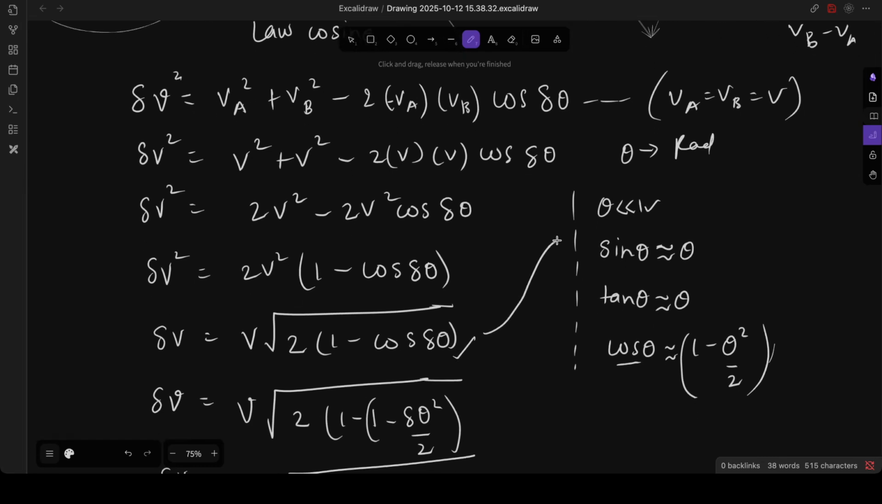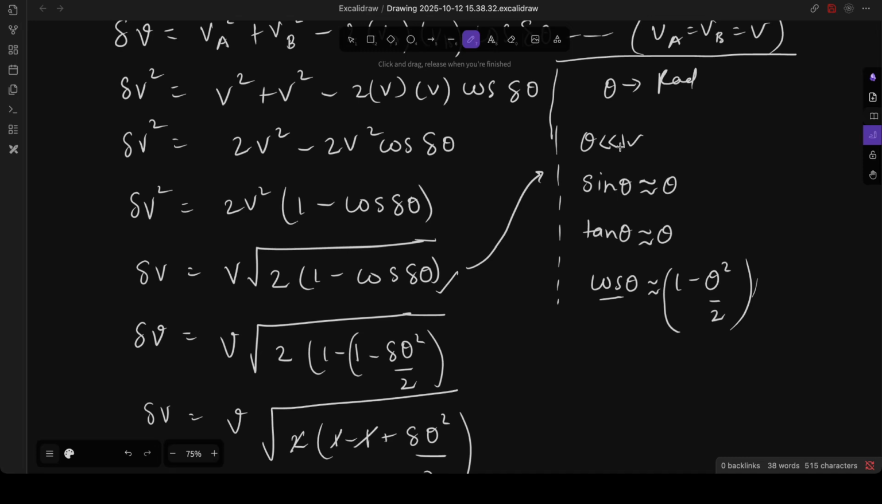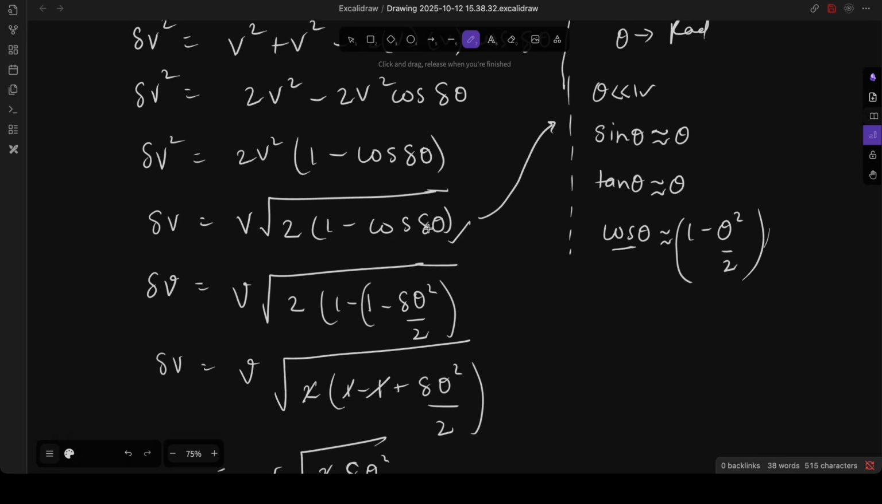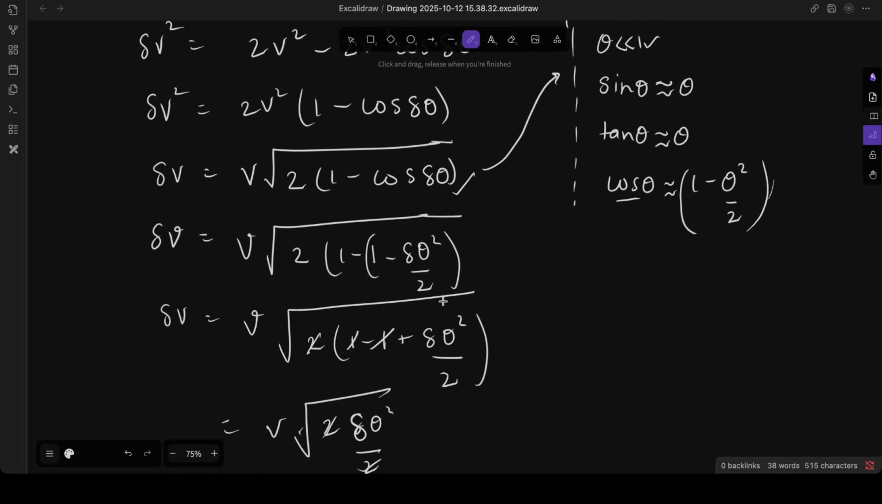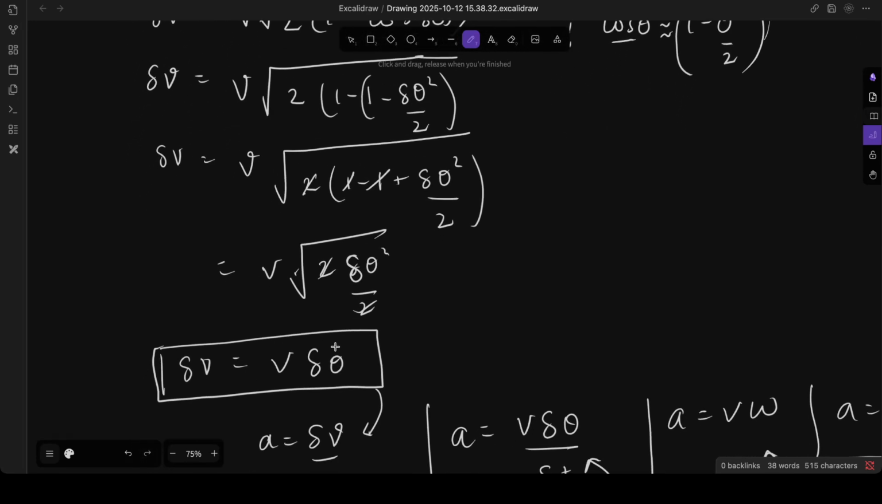At this point, I'm using this approximation. In this approximation, I said that if theta is very small, your cos theta can be written as 1 minus theta square by 2. That means if I substitute this for cos delta theta, I'll get 1 minus delta theta square by 2. Then I open the bracket, I solve, I do a lot of algebra. I figured out this is my expression for change in velocity.